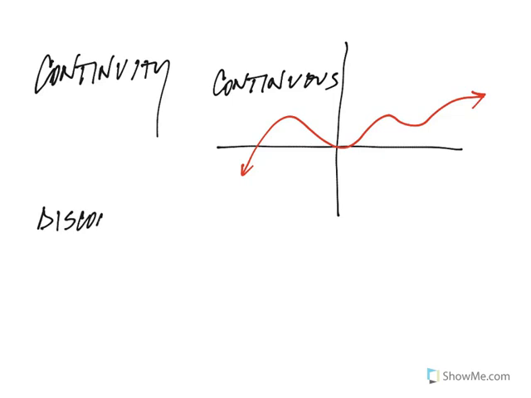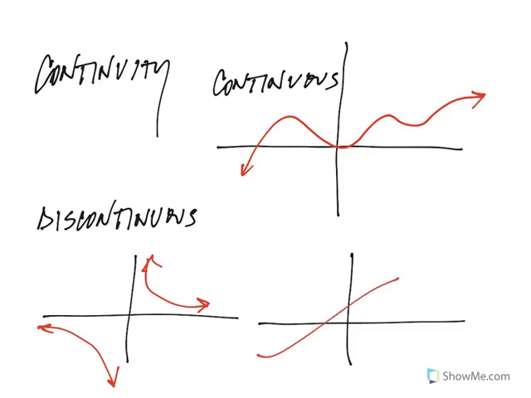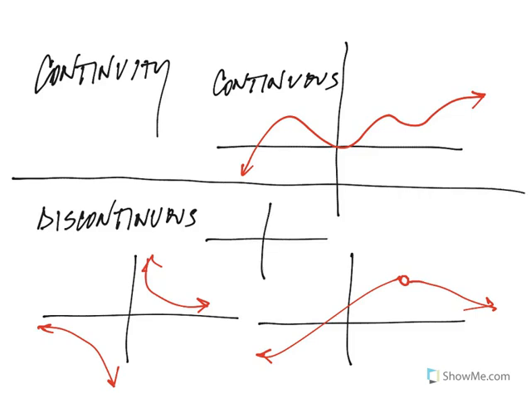What they call a discontinuous function might look something like, as you might imagine, something with a vertical asymptote in it, where I actually have to lift my pencil. Something with a hole in it, which causes me to lift my pencil. So let's separate these out. And then maybe one last picture, something that looks like a piecewise that makes me have to lift my pencil. So continuous on top, discontinuous on the bottom.